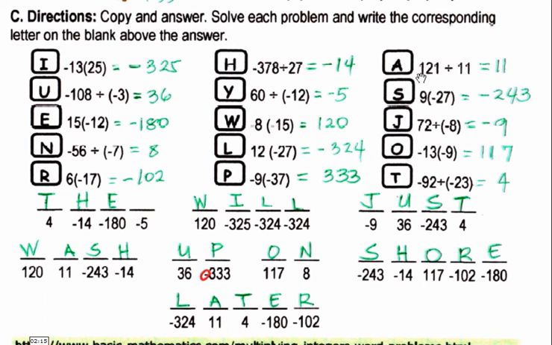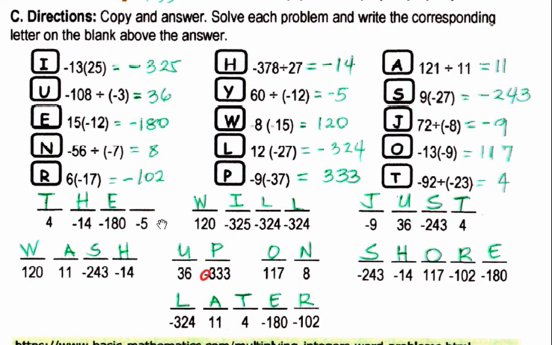For letter A, 121 divided by 11, it's 11. For letter S, 9 times negative 27, it's negative 243. And for letter J, 72 divided by negative 8, it's negative 9. For letter O, negative 13 times negative 9, it's positive 117. And for letter T, negative 32 divided by negative 8, it's a positive 4.